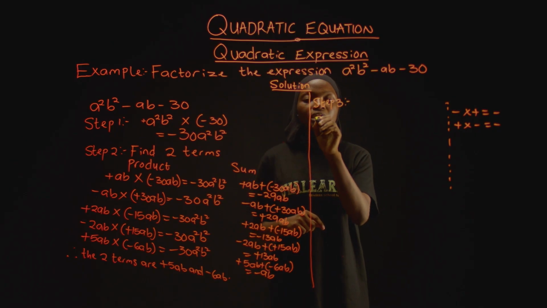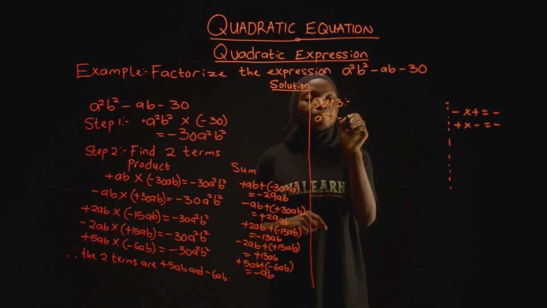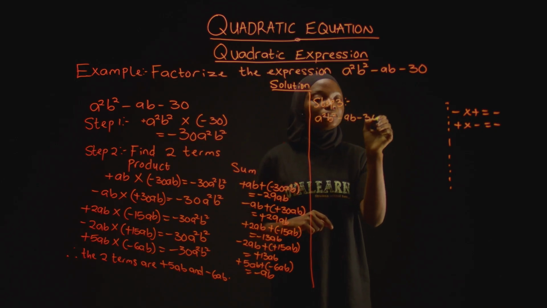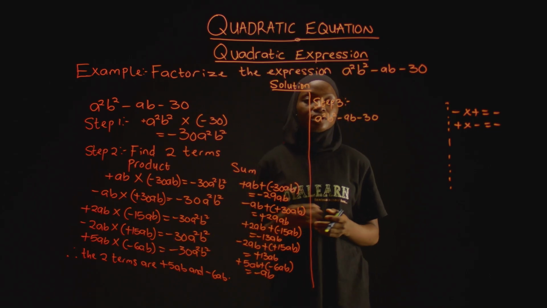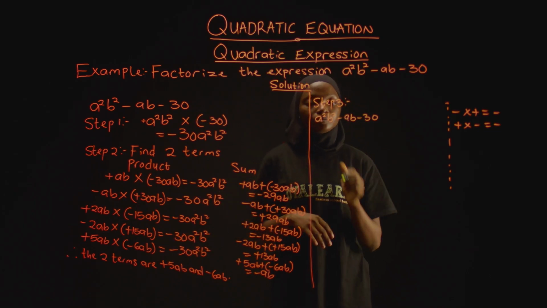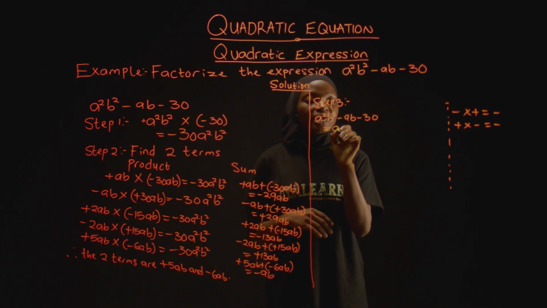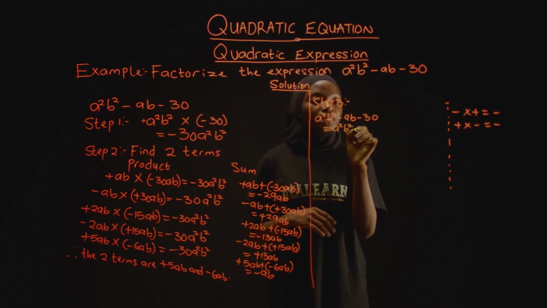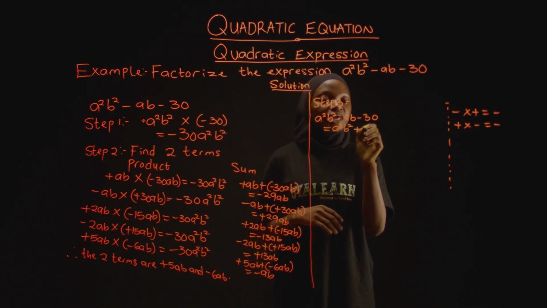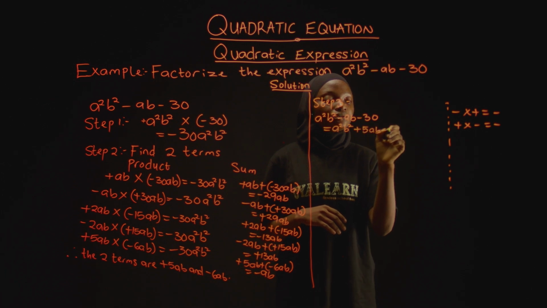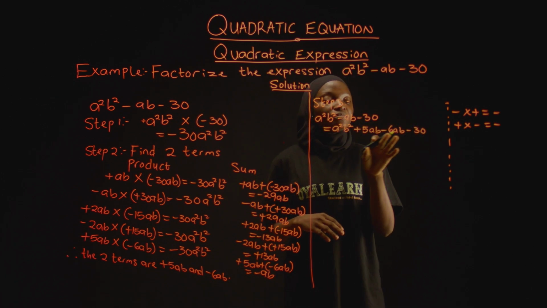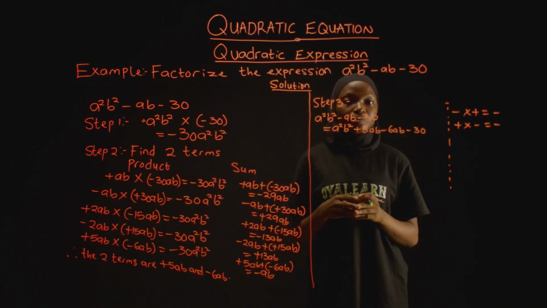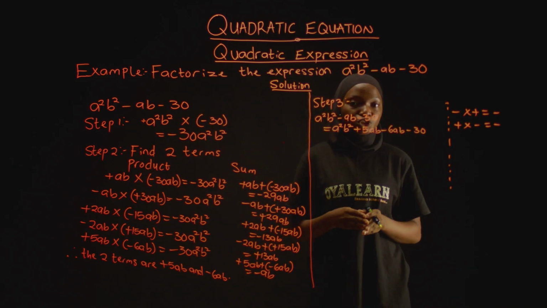We'll have a squared b squared minus ab minus 30. Now we are replacing this minus ab with these two terms that we already have here, plus 5ab and minus 6ab. So we'll be having a squared b squared, then plus 5ab minus 6ab minus 30. Now if you look at this, plus 5ab minus 6ab will still give me back minus ab. So this is still the same thing as the expression we have.